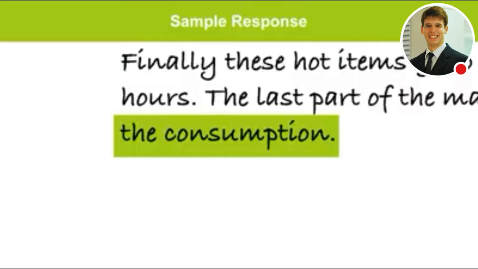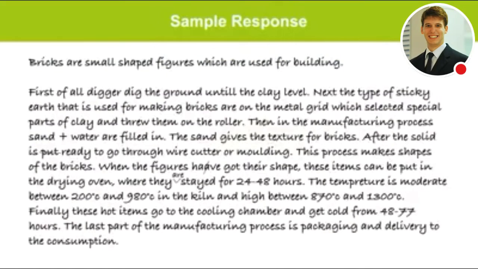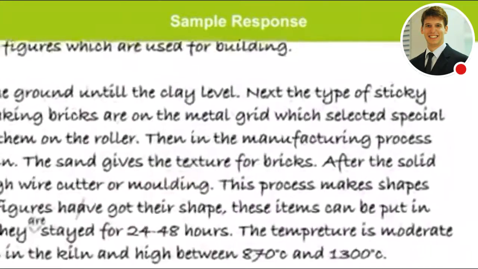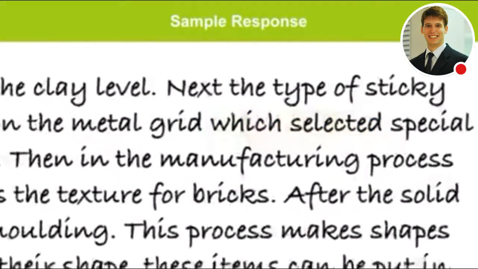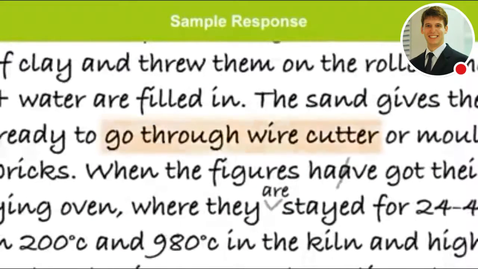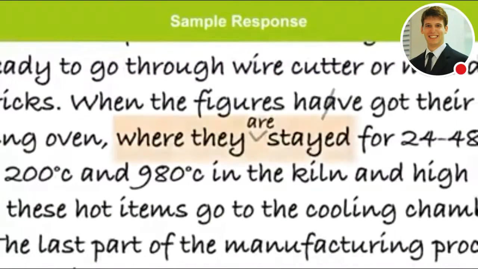In terms of grammatical range and accuracy, this answer doesn't have a wide range of structures, and those that are used are not always correct. There are frequent errors such as which selected, this should be which selects, and go through wire cutter. This should say go through the wire cutter, or go through a wire cutter. And where they are stayed should read where they stay.